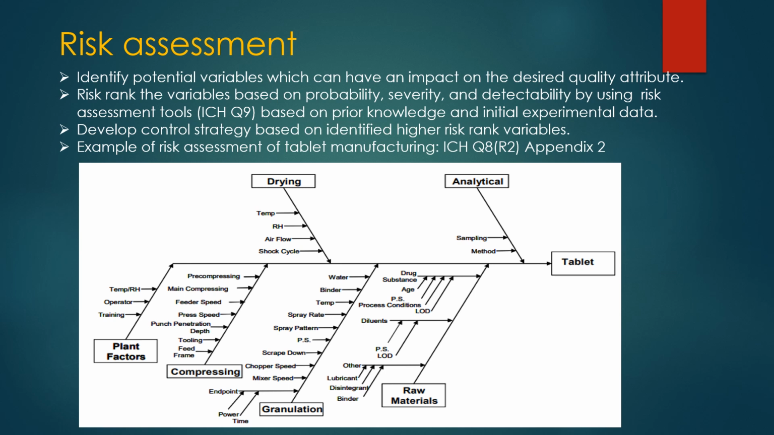Example of risk assessment of tablet manufacturing as per ICH guideline Q8 appendix 2. This is the tablet manufacturing example. The different factors are analytical, drying, plant factors, compressing, granulation, and raw material. There are many variables and CPPs controlling these operations. For example, in drying, there are CPPs like temperature, relative humidity, airflow, and shock cycle. These variables or CPPs can have a direct impact on the product quality if found outside of the limit.